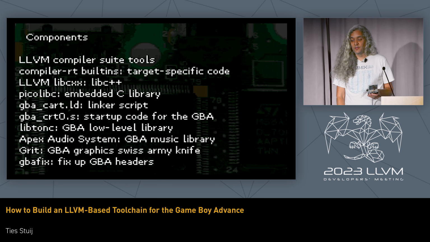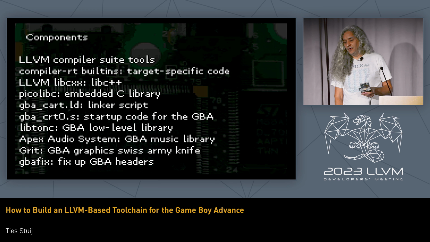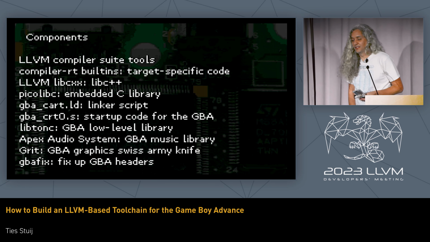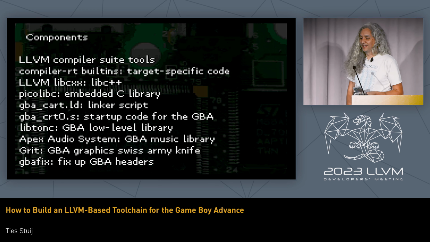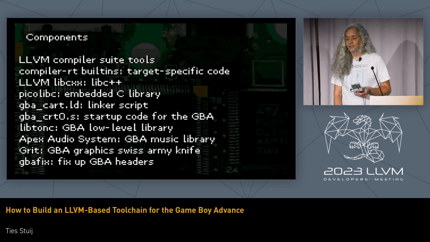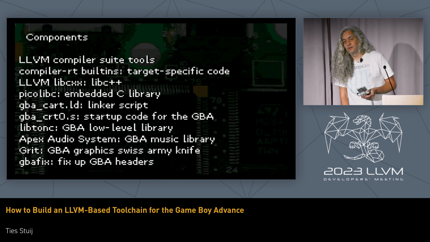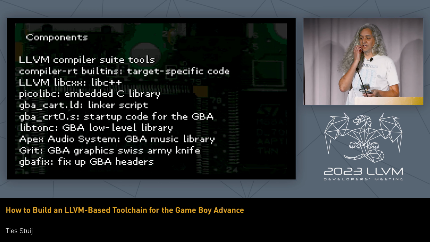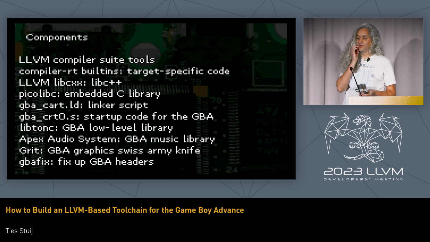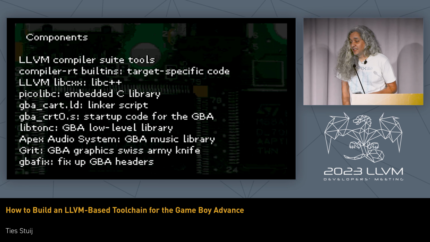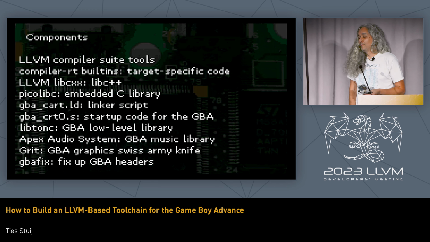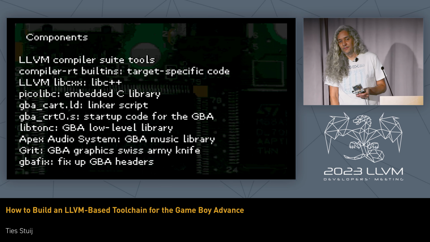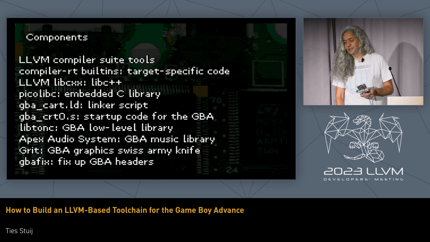Then you need a linker script, you need startup code, and then you need some Game Boy Advance specific things, like homebrew scene things. Like the standard for homebrew work is libtonc, which basically defines all of these memory mapped registers and gives you a number of helper routines, for example for interrupt handling and that kind of stuff. Also, you've got a music library.